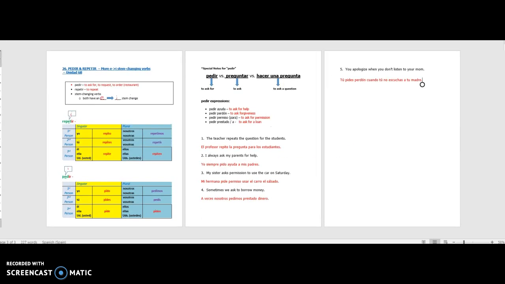And you also have repetir. Pretty straightforward. This is it, chicos. The end of the line grammar-wise for Spanish 1.